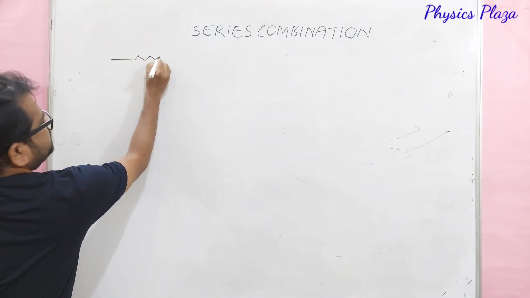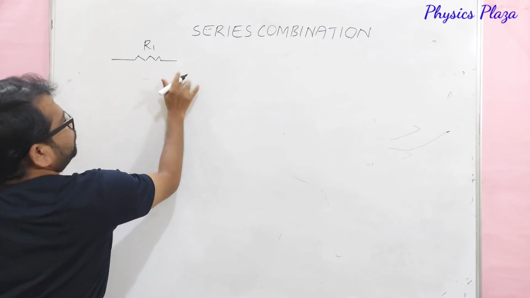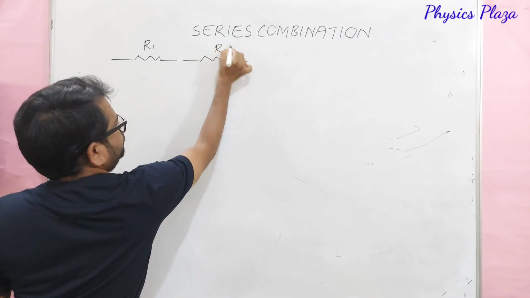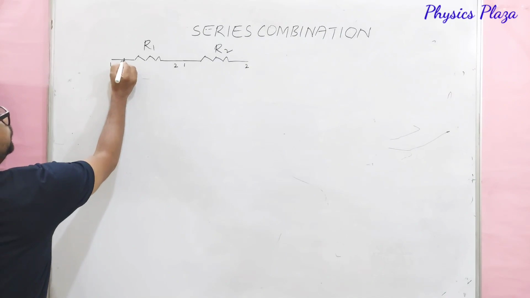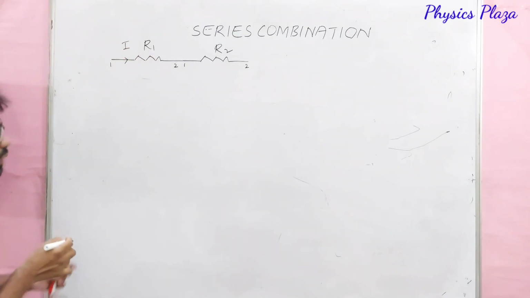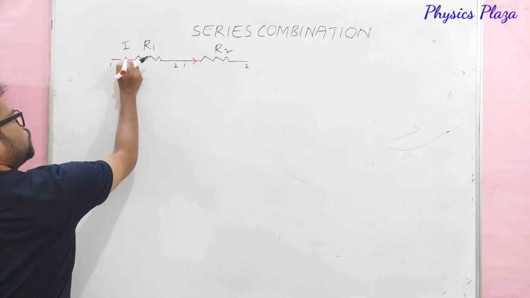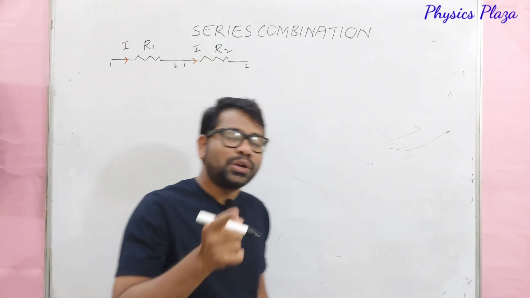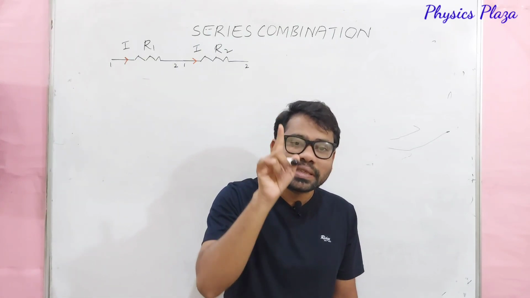So here is, let us say, resistor 1 whose resistance is R1, and here is one more resistor whose resistance is R2. Now we can say that these 2 resistors are in series if, for example, current I is flowing through this resistor, and the same current flows through this second resistor also. Which means the amount of current must be the same.